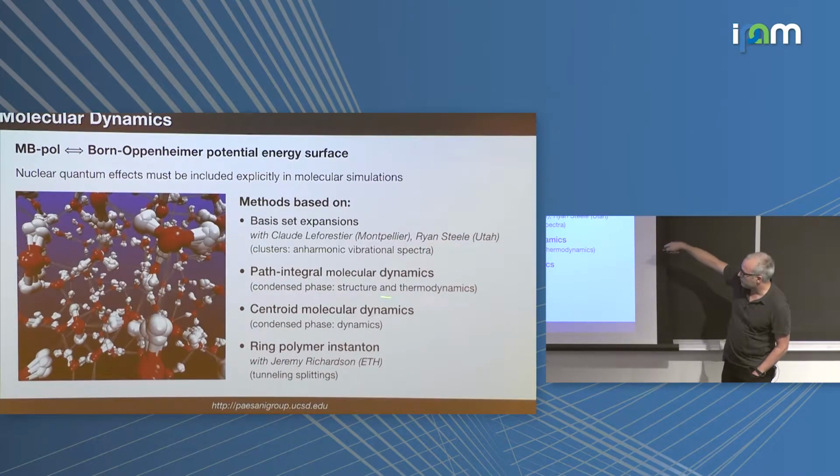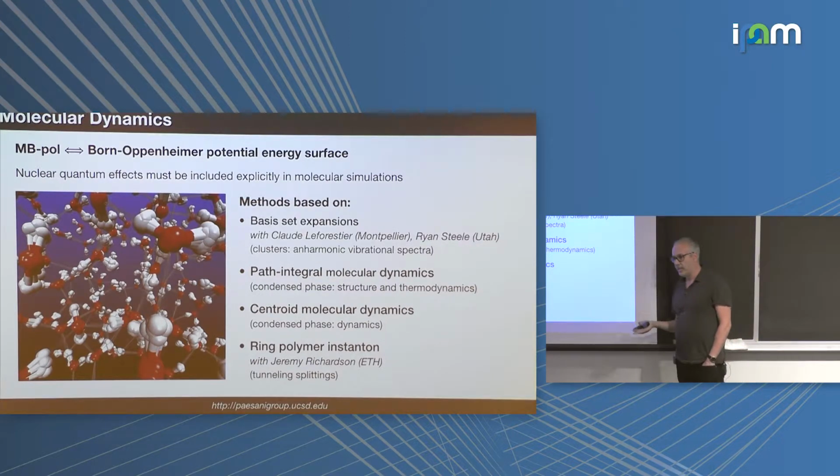So these methods here, basis set expansion and path integral molecular dynamics, are numerically exact in the sense that if you have a potential energy function and if you are able to converge your calculations, they will give you the exact quantum properties for the system at hand.